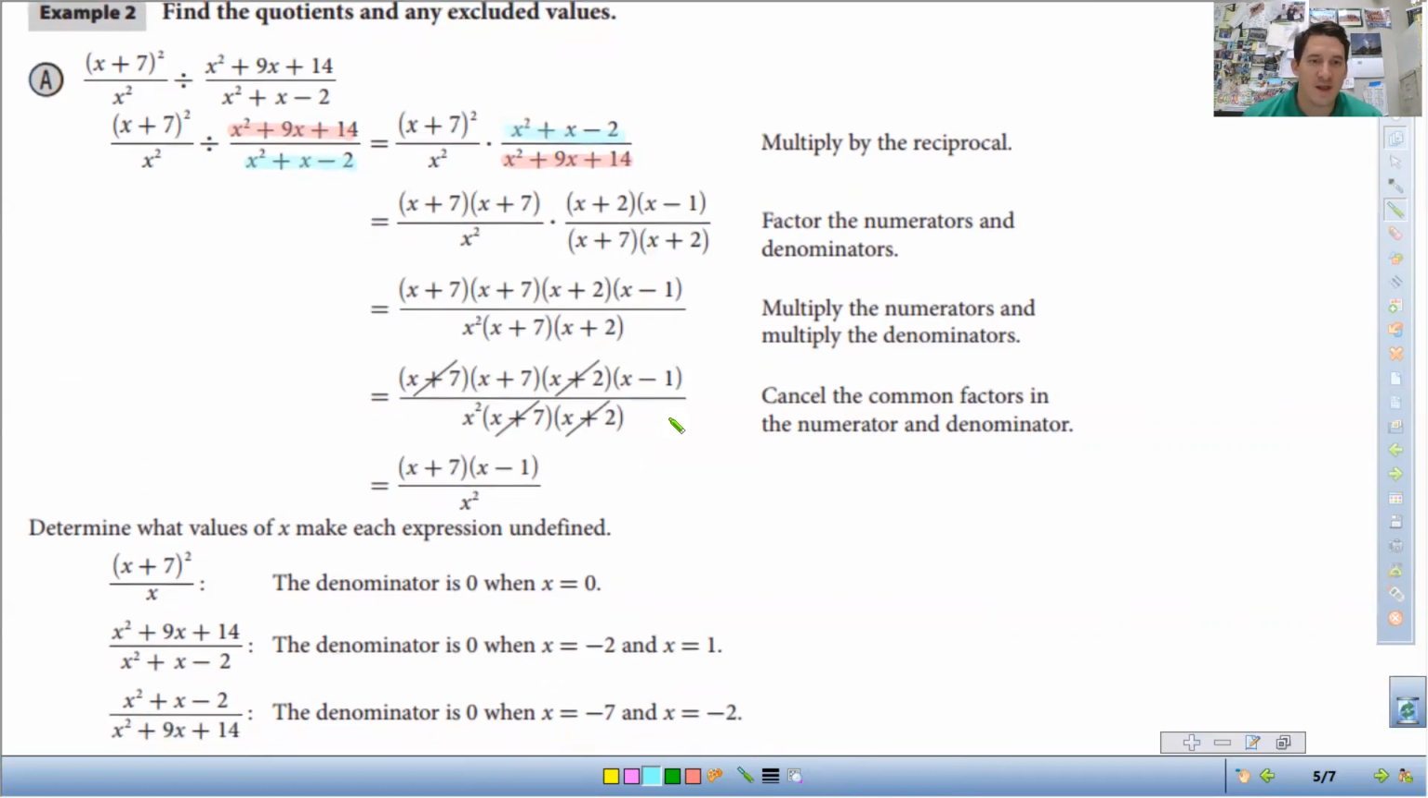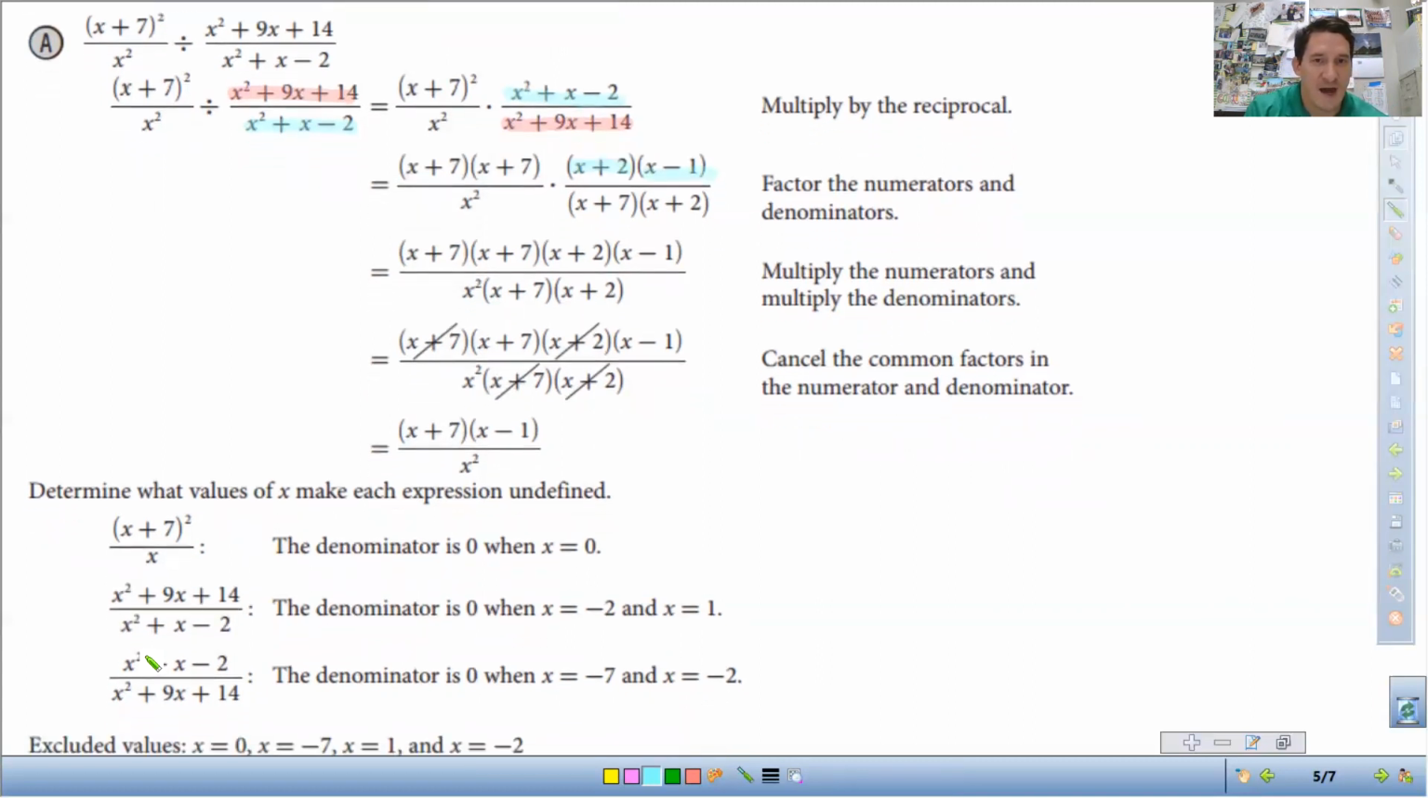The one difference here with the excluded values is that anything that is in the denominator at any point of this equation, you need to figure for an excluded value. So the factors of x squared plus x minus 2, since that's in the denominator, you can see here, you do the factors, you get the excluded values from there, excluded values from here, -7, -2, and then the last one, excluded values from here.